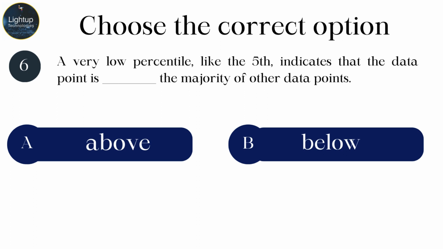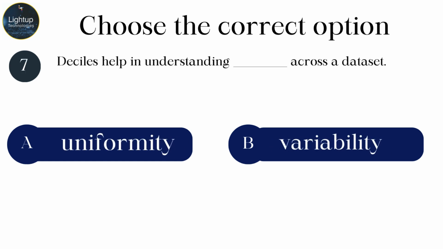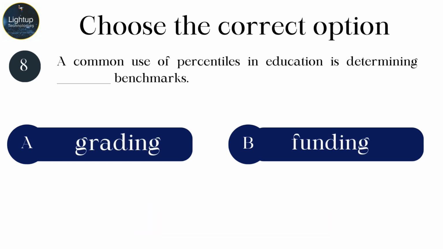A very low percentile, like the fifth, indicates that the data point is dash the majority of other data points. Deciles help in understanding dash across a dataset. A common use of percentiles in education is determining dash benchmarks.